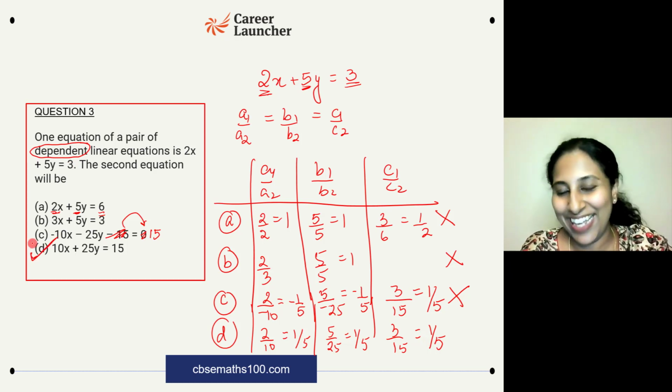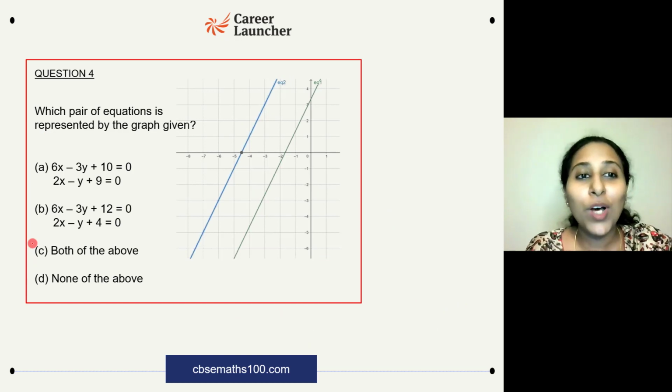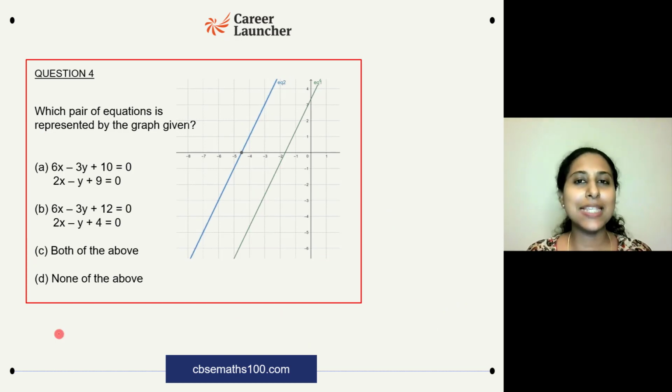All right. Next question, question 4. Which pair of equations is represented by the graph given?